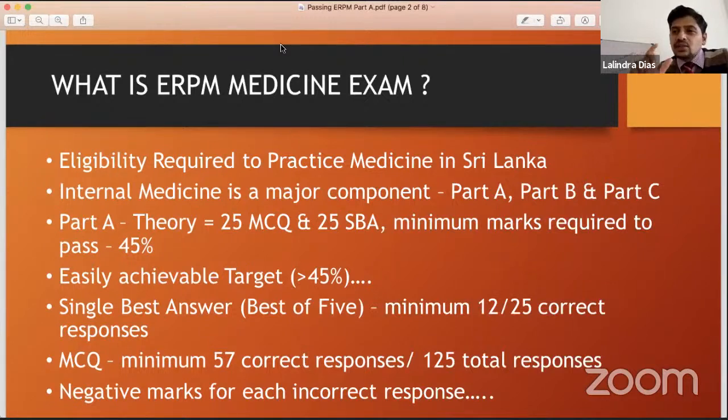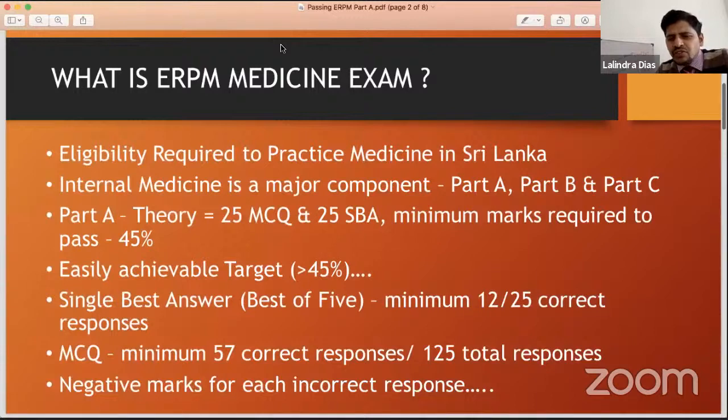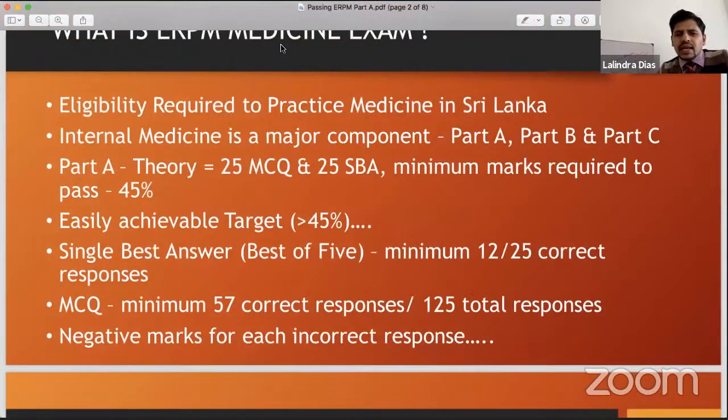Now, guys, there are 25 MCQs and 25 single best answer questions. Whatever mark you get for MCQ and whatever mark you get for SBA, it doesn't matter. What you have to get in total is 45 out of 100, 45%, to secure a pass. An easily achievable target. You have the single best answer, best of 5, and I have done a calculation for you.